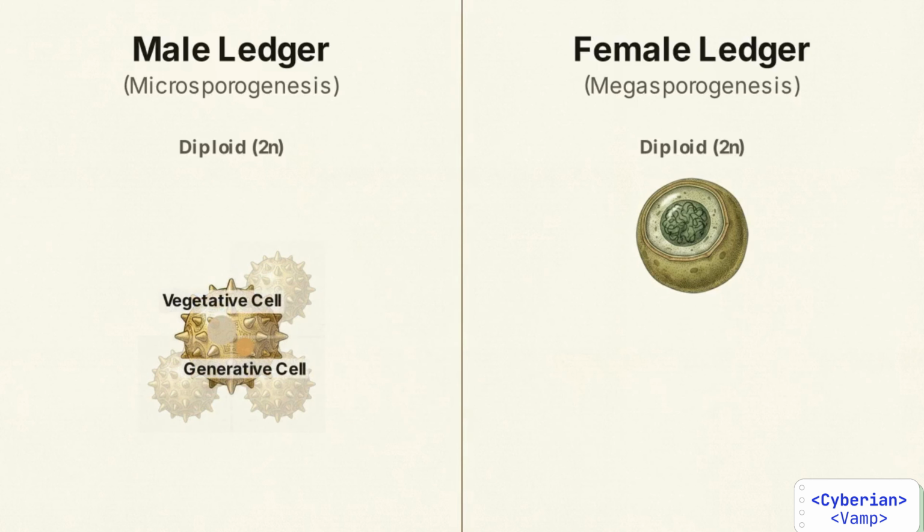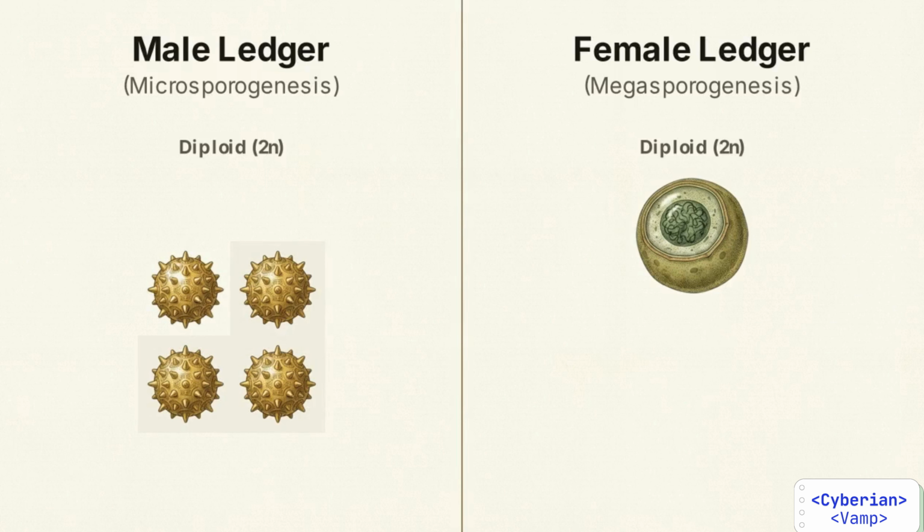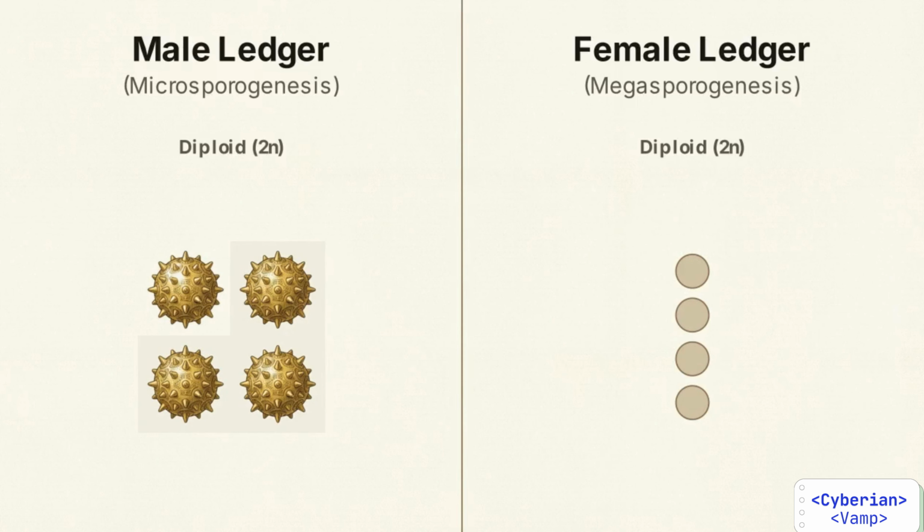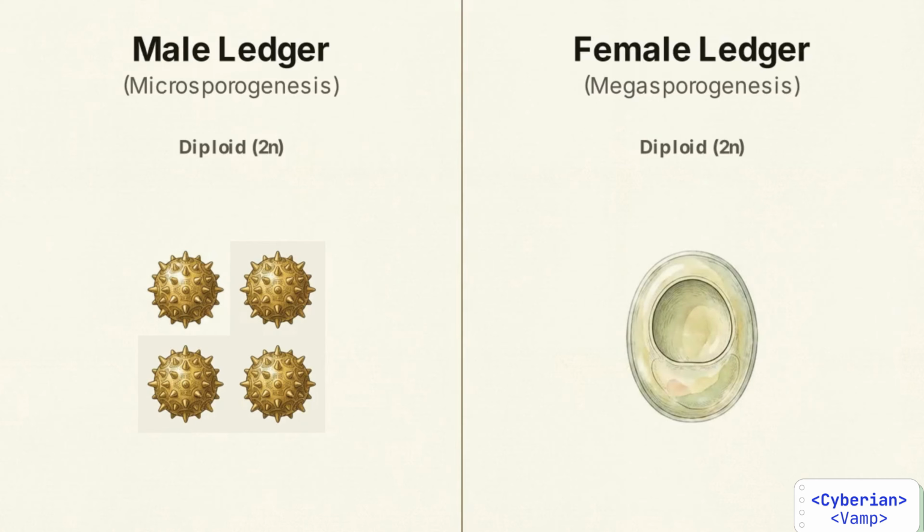Each of these mature pollen grains carries 2 distinct cells within a tough outer wall, a vegetative cell and a generative cell. On the right, the female megaspore mother cell also undergoes one meiotic division, initially producing 4 megaspores. But the female system operates under strict quality control. 3 of those megaspores immediately degenerate. The single surviving megaspore expands and develops into a highly specific female gametophyte, an 8-nucleate, 7-celled embryo sac.